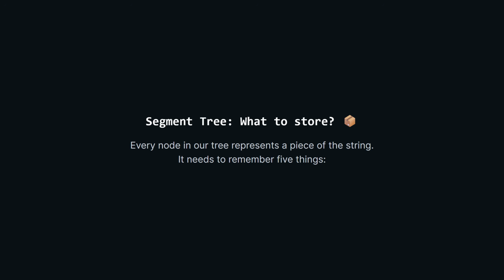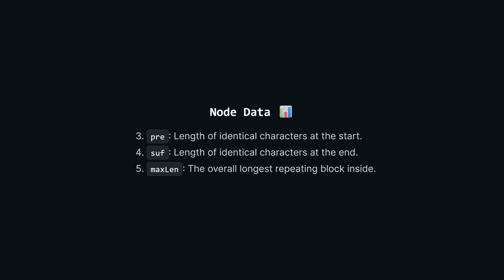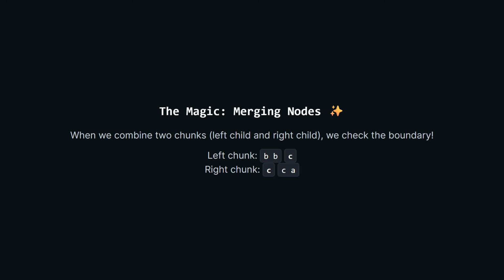In our segment tree, every node represents a specific chunk of our string. To make this work, each node needs to remember 5 specific pieces of information about its chunk. First, it needs to know the character at the very beginning of its chunk, and the character at the very end of its chunk. It also needs to track the length of the matching characters right at the start, the length of matching characters right at the end, and finally, the absolute longest block of repeating characters anywhere inside that chunk. The real magic happens when we merge 2 smaller chunks into a larger one.